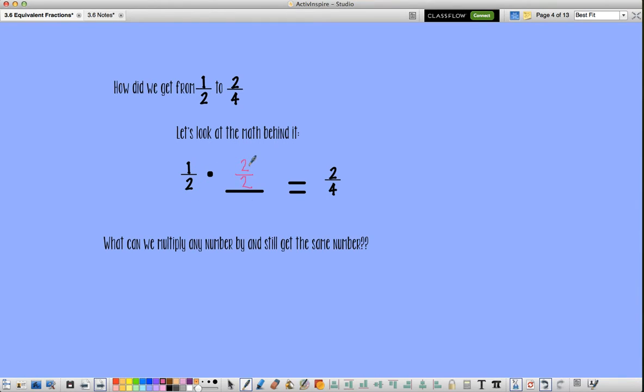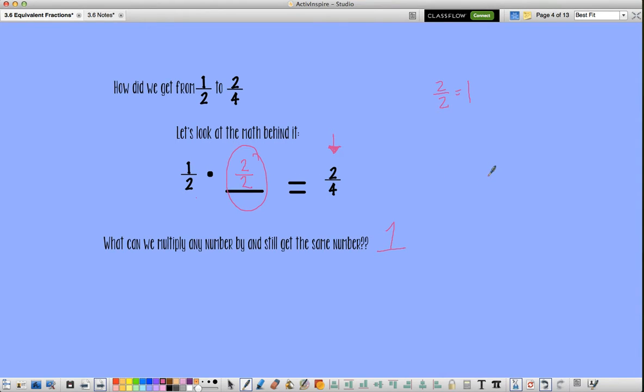So I took 1/2 and I multiplied it by 2/2. Now we have to be careful because 2/2 we know is equal to 1, because any fraction that has the same number on top and on bottom is equal to one whole group. Well, what number can we multiply any number by and still get that same number? We know from the identity property that that answer is 1. So with equivalent fractions, you can multiply by a fraction that's equal to 1, and you get an answer that is still equal.